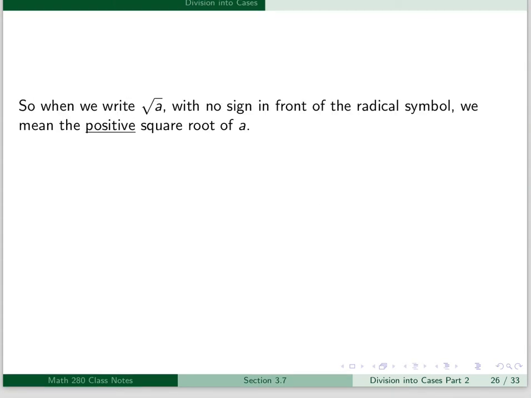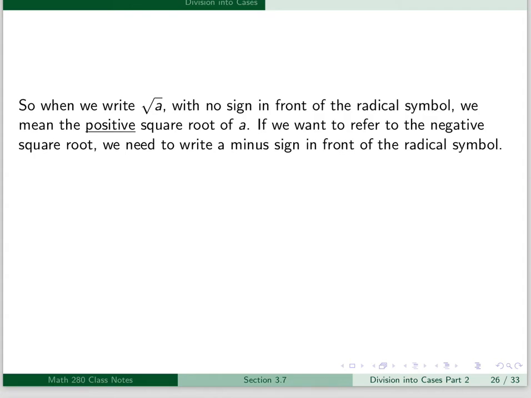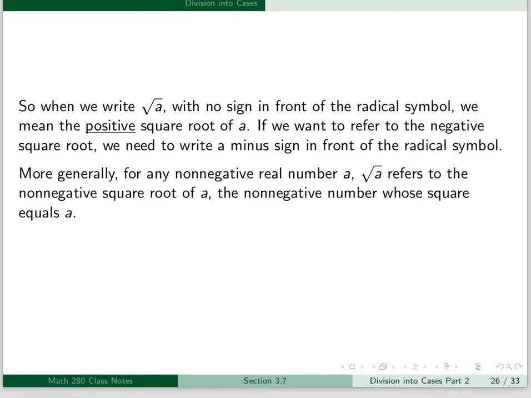So when we write the square root of a with no sign in front of the radical symbol, we mean the positive square root of a. This is sometimes referred to as the principal square root of a. If we want to refer to the negative square root, we need to write a minus sign in front of the radical symbol. More generally, for any non-negative real number a, the square root of a refers to the non-negative square root of a, which means the non-negative number whose square equals a.